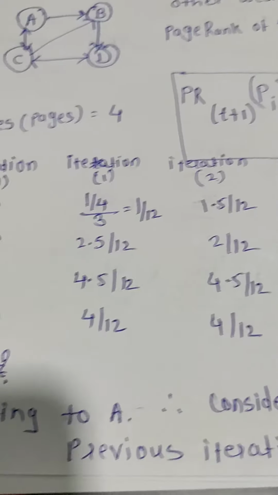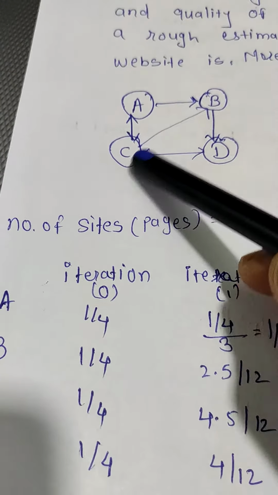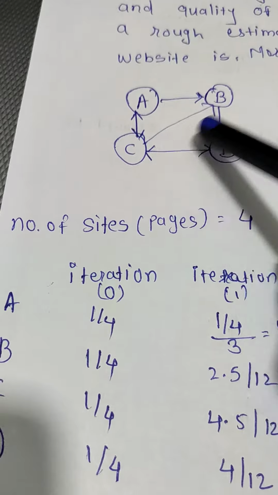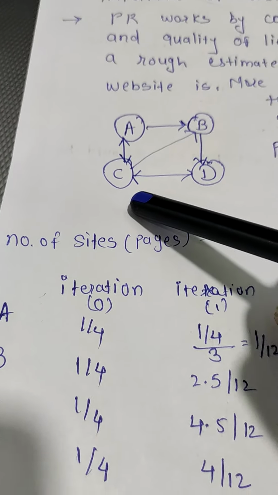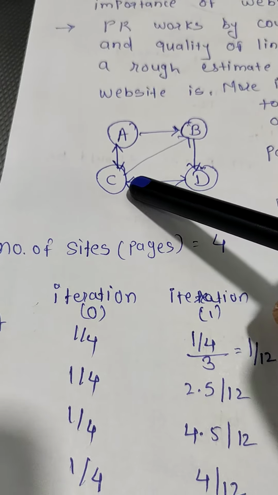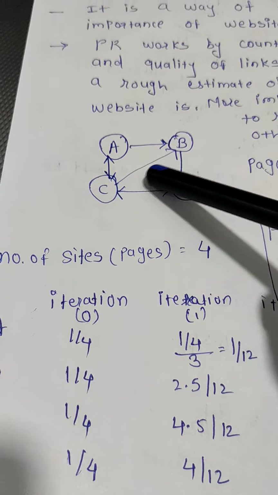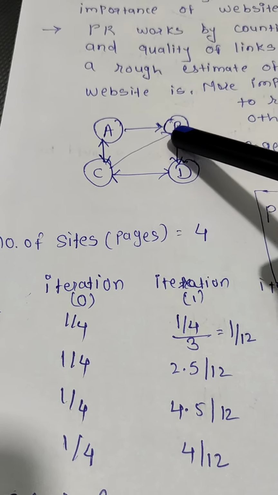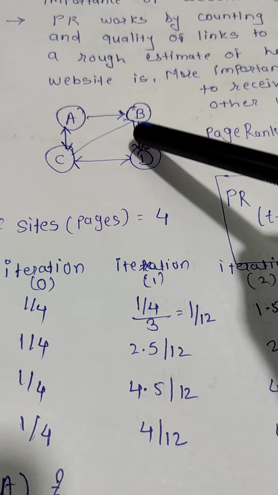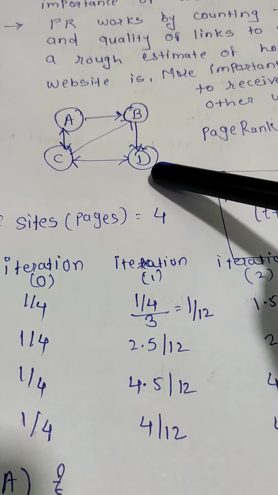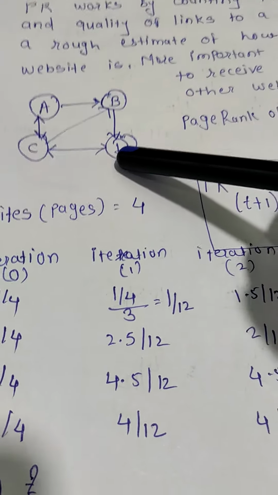So in this way, if we see here, C is pointed by many sites, all sites, therefore C is more important and number of links are more to C. So here in page rank, outgoing links are not very important, but incoming links are important. D is also important because incoming links are there and D is pointed by important site. That's why page rank of D is more.